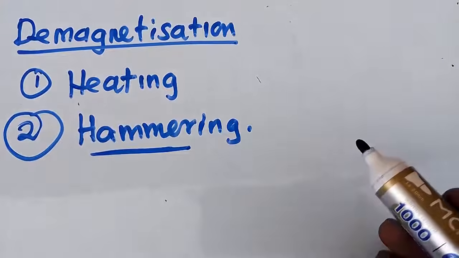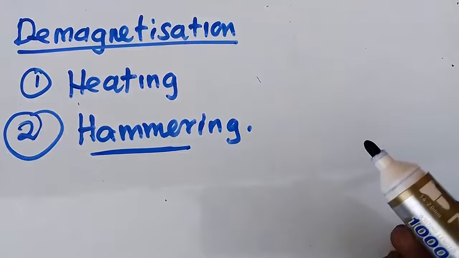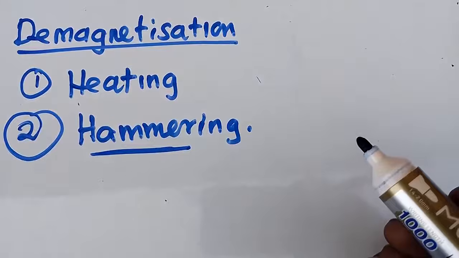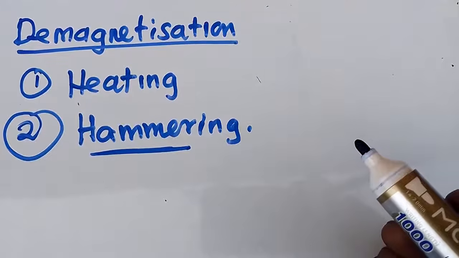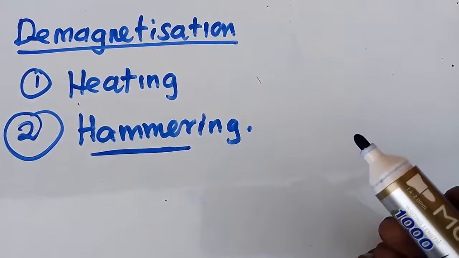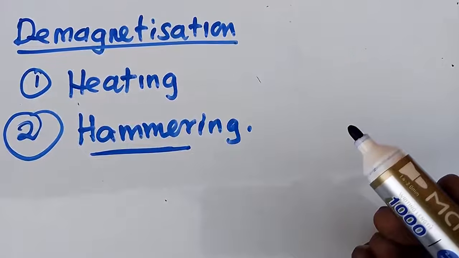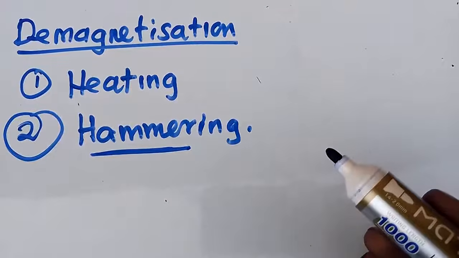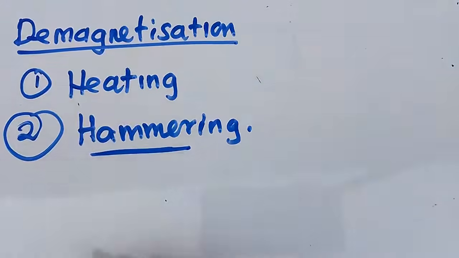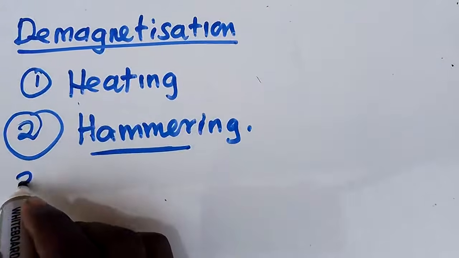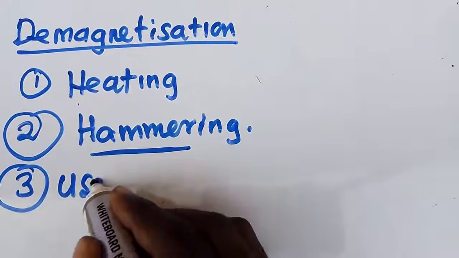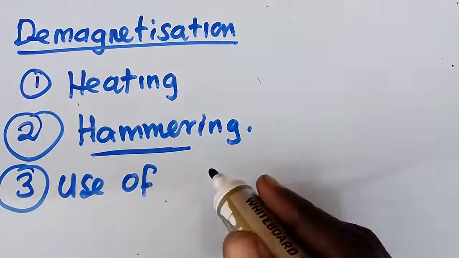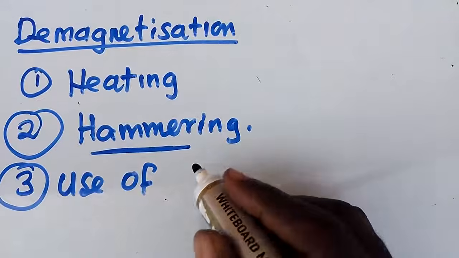When a magnet is placed into an electric solenoid of an AC supply, and the magnet is withdrawn far away from the solenoid. So this third one that I'm talking about, I'm saying, use of what?